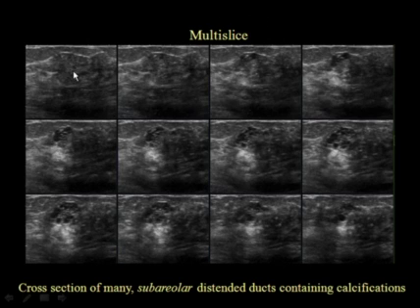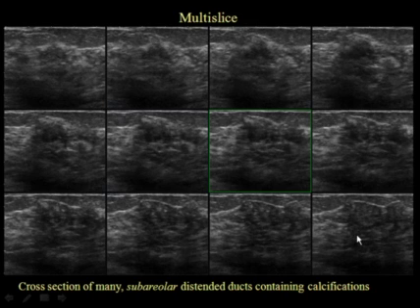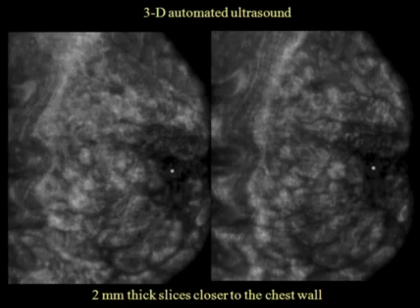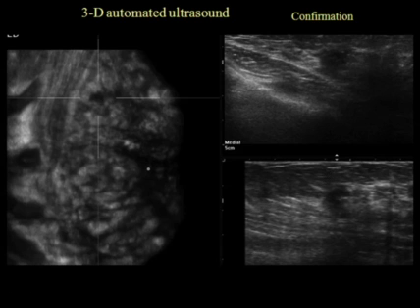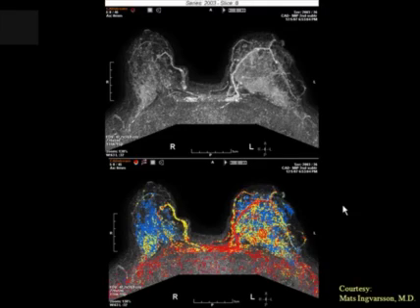On the multi-slice, you see that this extends throughout these dilated ducts with the echogenic material within them. There are calcium deposits. And here this continues on. It goes from nipple all the way back to chest wall. These are 2 millimeter thick slices, and we're deeper, closer to the chest wall here, and this abnormal finding continues in this patient. And you see that these are hypoechoic regions that are mass-like all through the entire breast.